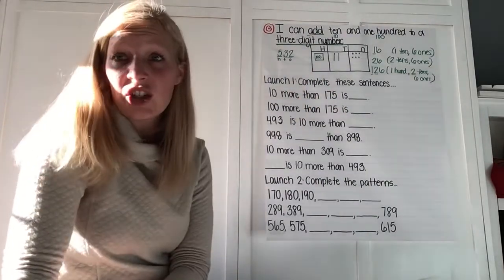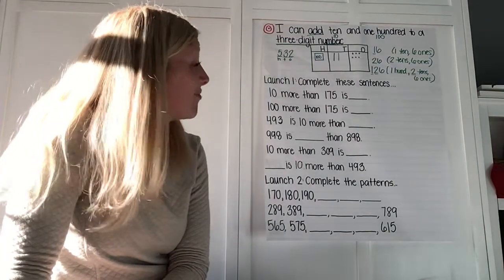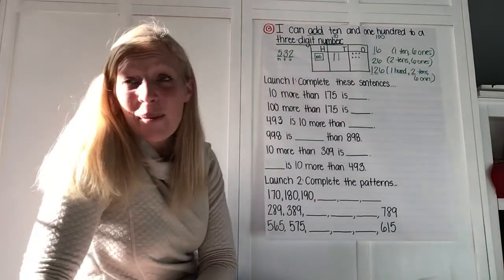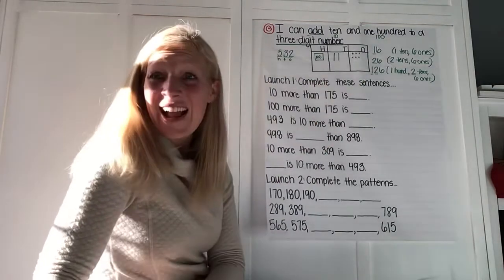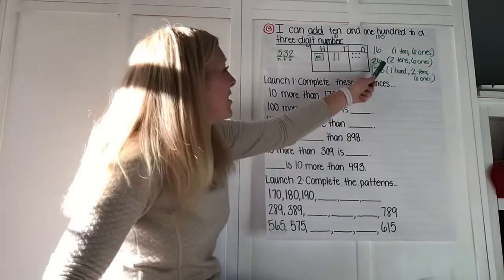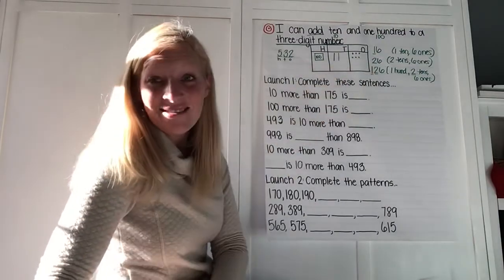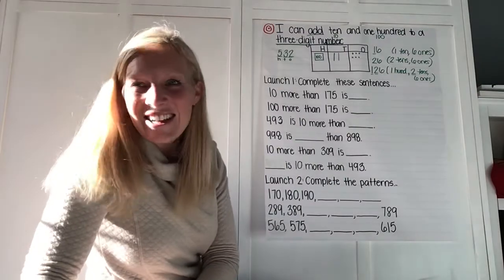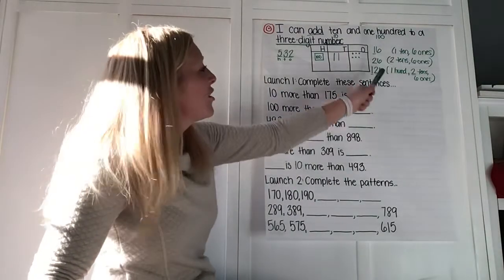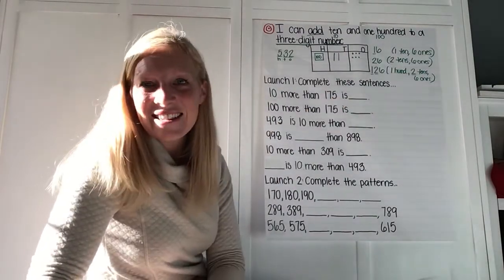Did my ones place change? Nope. I had those 6 ones from the beginning when I first drew them. I had 6 ones when I had 16. I had 6 ones when I added another 10 to make 26. And when I added that 100, I still didn't add any ones. And so my ones place stayed the same.